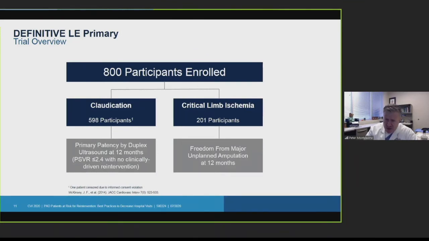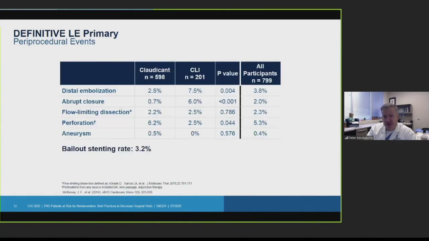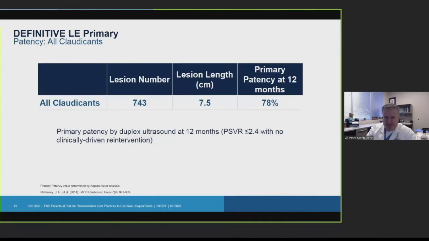Again, it's worth noting, this is purely directional atherectomy. This was also directional atherectomy using primarily the prior generation of directional atherectomy systems, TurboHawk and SilverHawk, and not the upgrades that we see in the Hawk 1 devices going forward. Definitive LE looked first at safety events and demonstrated low rates of embolization and closure and flow-limiting dissection. Also, with, again, prior generations of the technology, a bailout stenting rate of only 3.2%.